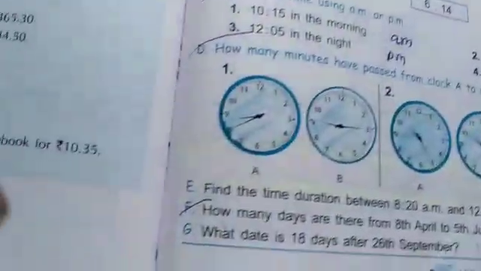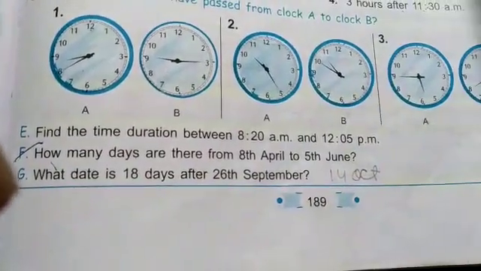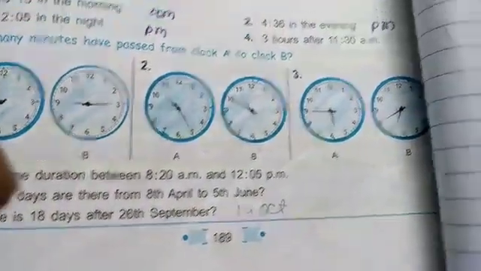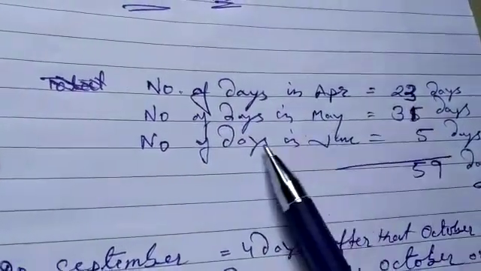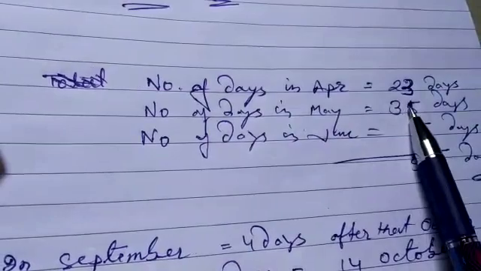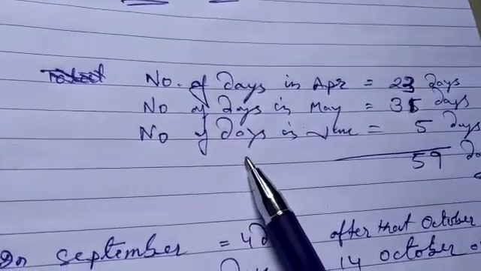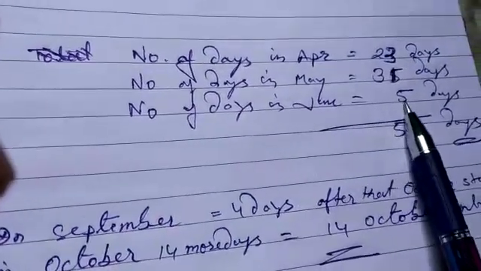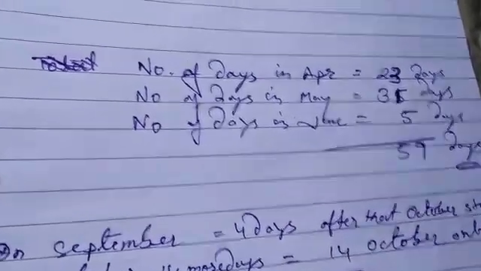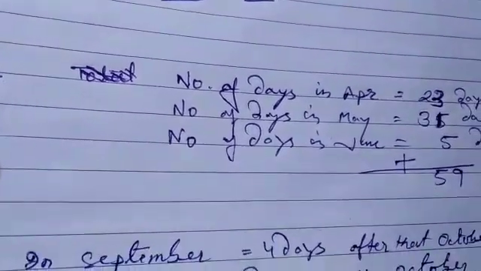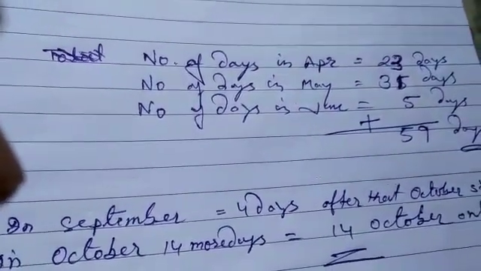Here we can see the question given: how many days are there from 8th April to 5th June. So from April 8 onwards, how many days are left? 23 days. And May month total 31 days, and June month 5th, so 5 days. So total we will add it. The plus sign I forgot to give. So plus, so 59 days.